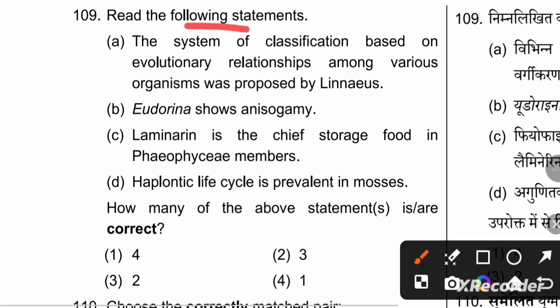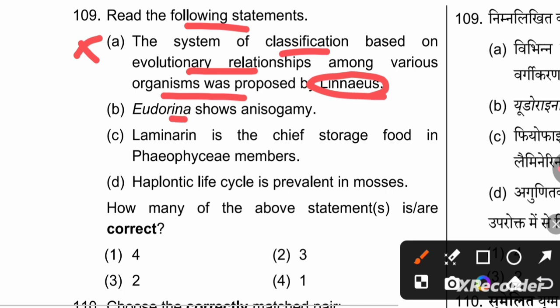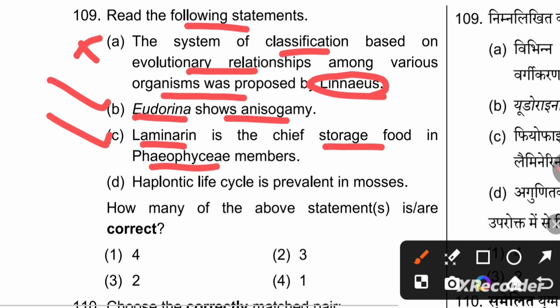Read the following statements. Statement 1: A system of classification based on evolutionary relationship among various organisms was proposed by Linnaeus. This statement is wrong because the evolutionary relationship was given by Engler and Prantl, not by Linnaeus. So option 1 is wrong. Eudorina always shows anisogamy because in Eudorina, which is an alga, we can find two different types of gametes. That is right. Laminarin is a chief storage food in Phaeophyceae, brown algae. This is also a right statement. Haplontic life cycle is prevalent in mosses. No, children, in mosses we can find haplodiplontic cycle.